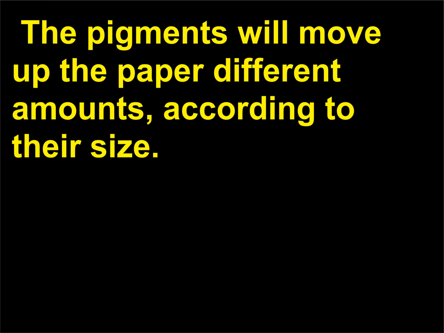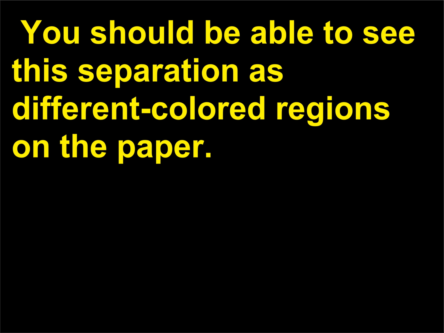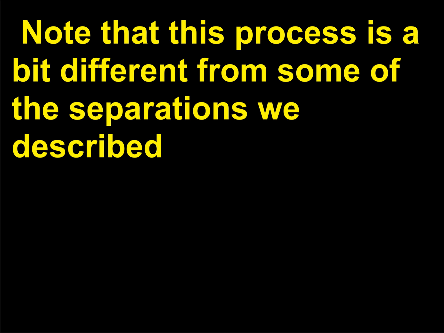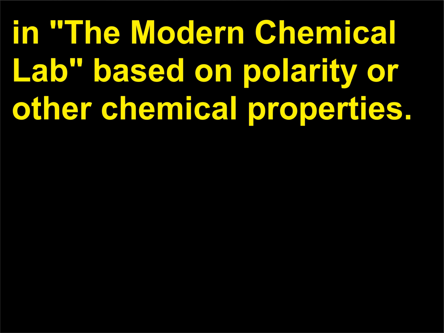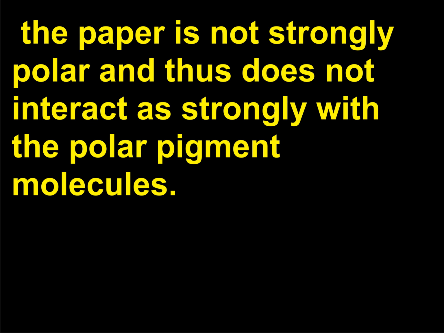The pigments will move up the paper different amounts, according to their size. You should be able to see the separation as different colored regions on the paper. Note that this process is a bit different from some of the separations we described in the modern chemical lab based on polarity or other chemical properties. Unlike chromatography on silica gel, the paper is not strongly polar and thus does not interact as strongly with the polar pigment molecules.